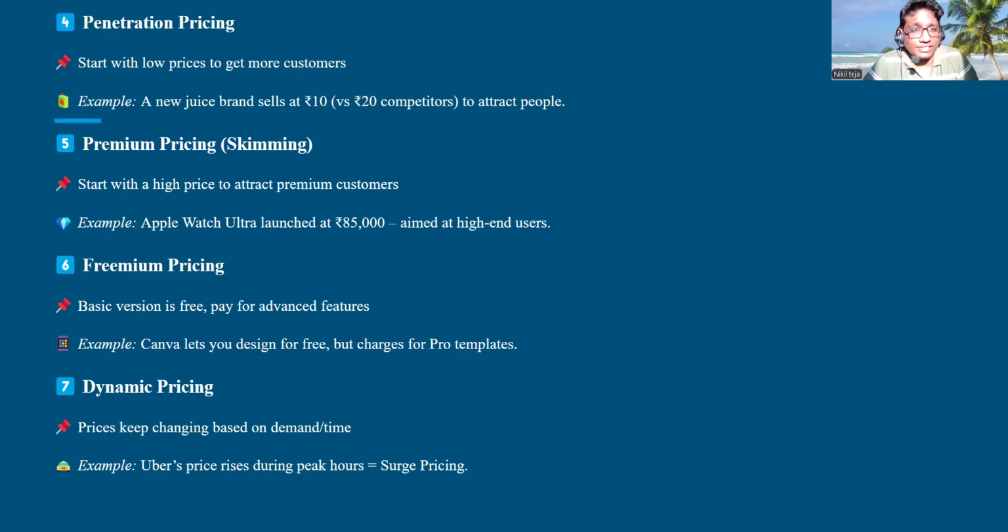Next is premium pricing. That is also called skimming. It starts with a high price to attract premium customers, and then they gradually decrease the price. Apple Watch Ultra launched at 85,000, aimed at high-end users. As simple as that.